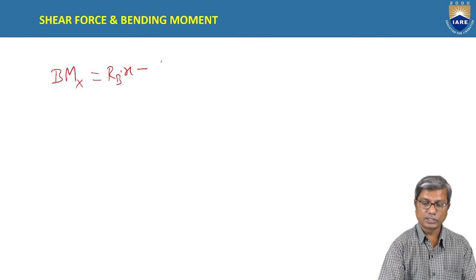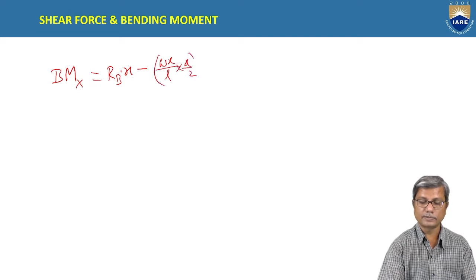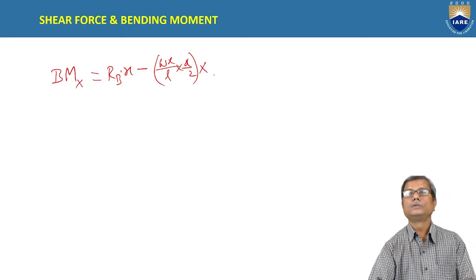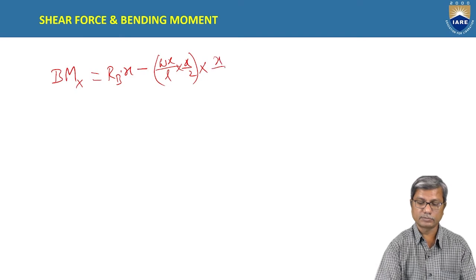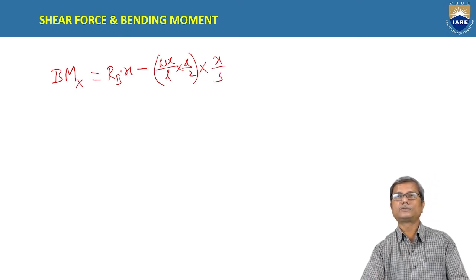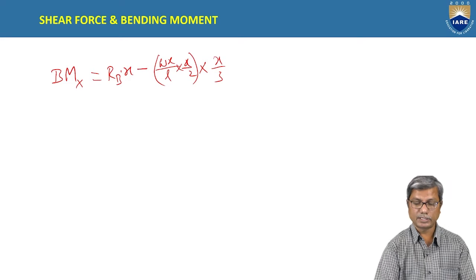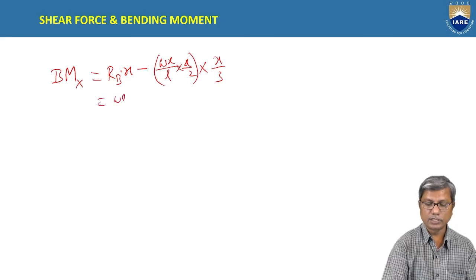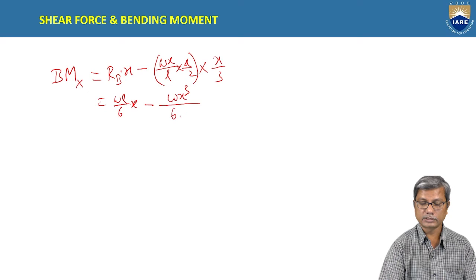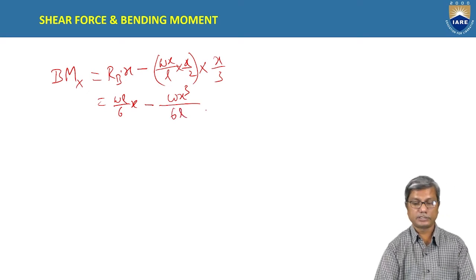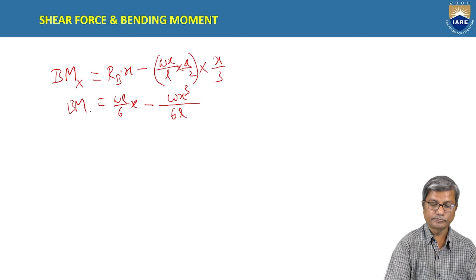Okay, so what is the total load on the right hand side? Wx by L into x by 2, this is the area, into the distance of the centroid from the section x, which is x by 3, one third of the base. So this is WL by 6 x minus Wx cube by 6L. So this is the bending moment equation.